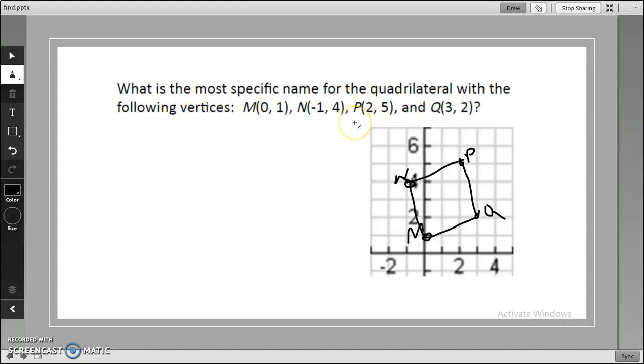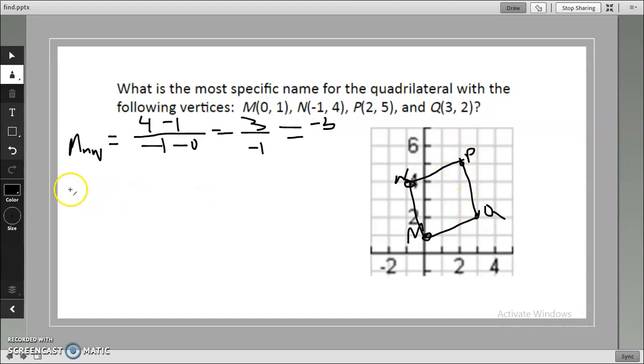Alright, so the first thing, again, like I said before, the best thing to do is to find the slopes. So we're going to start off with the slopes. We'll start off with M and N. So that is 4 minus 1 over negative 1 minus 0, which is 3 over negative 1, which is negative 3.